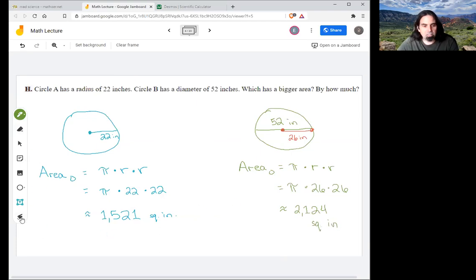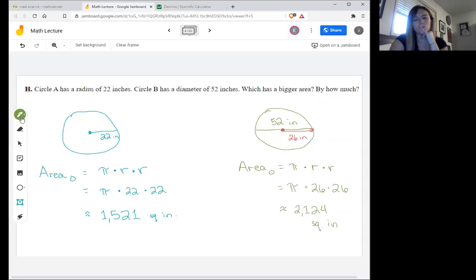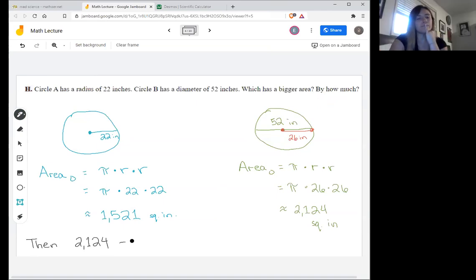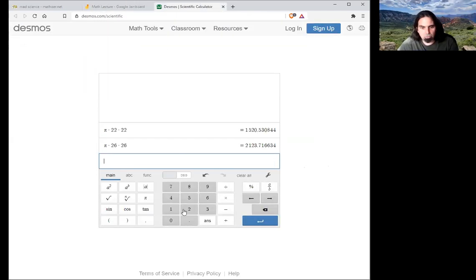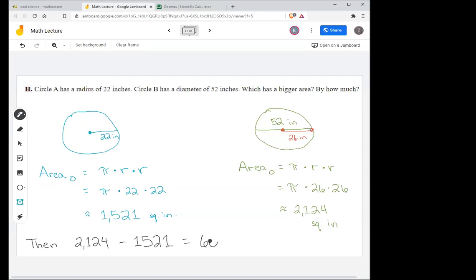So we're not quite done. By how much? So how much is one thing bigger than another? That's subtraction. So 2,124 minus 1,521 is 603. Okay.